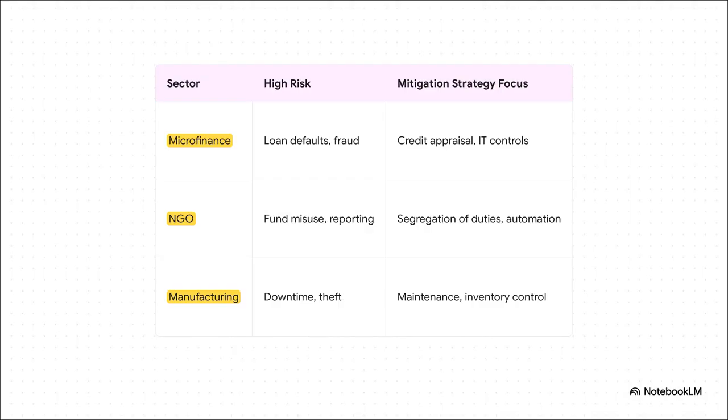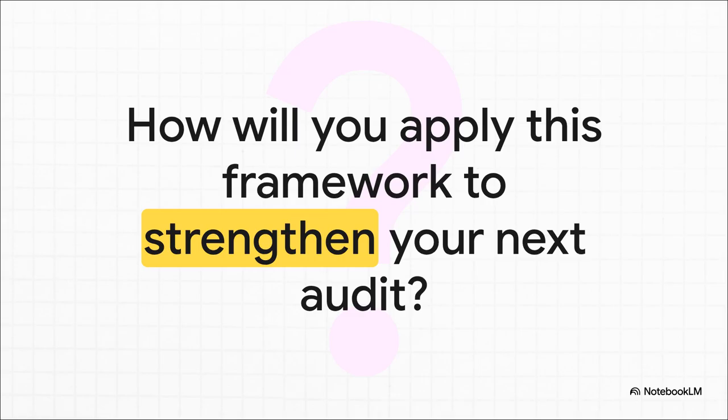And this is not just theory. Look at how this adapts to different sectors. In microfinance, you're laser-focused on credit appraisal and IT controls. In an NGO, it's all about segregation of duties. For a manufacturer, you're looking at maintenance programs and inventory control. The framework is the same, but the application is always tailored. So, as we close out, I'll leave you with this to think about. How can you take this 6-step framework and use it to make your next audit engagement more strategic, more focused, and ultimately, a lot more valuable?